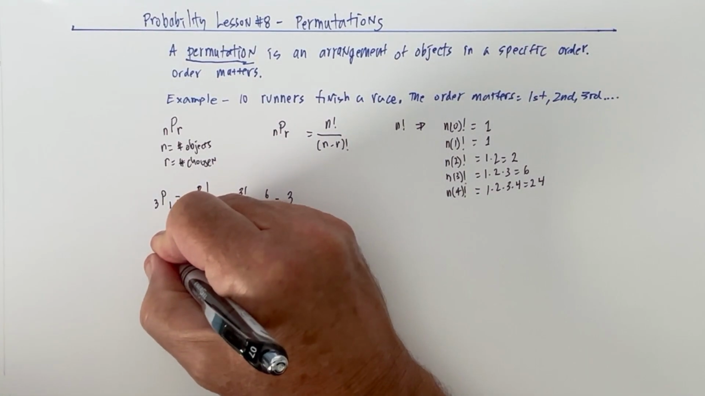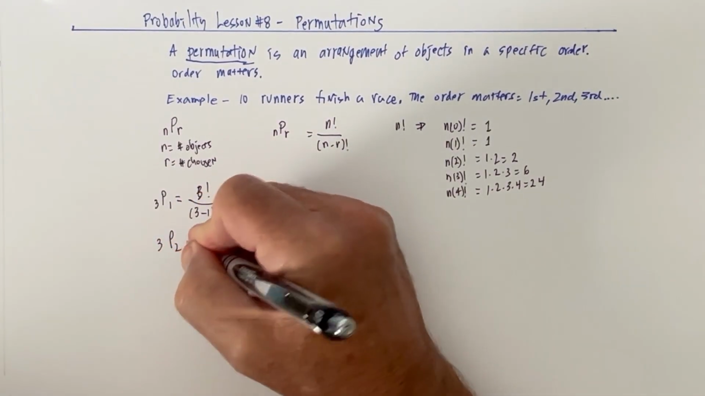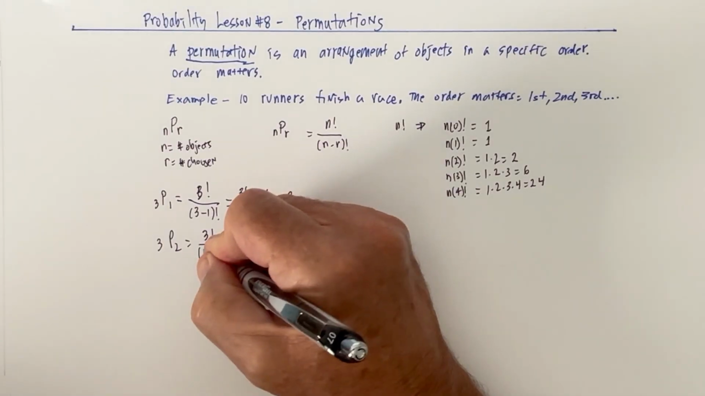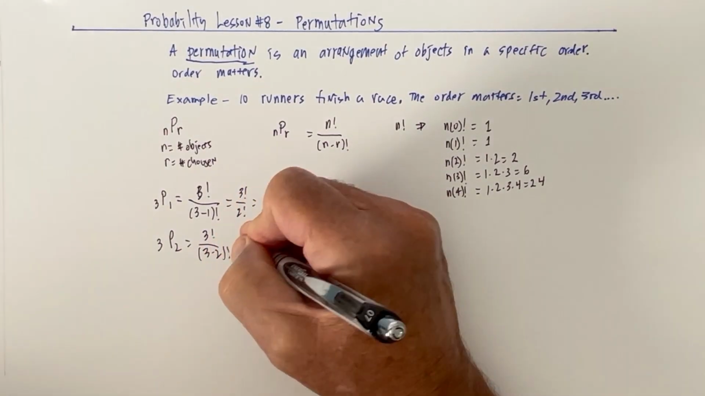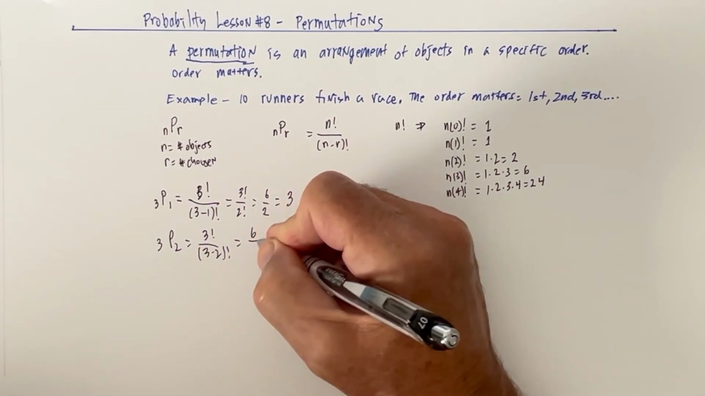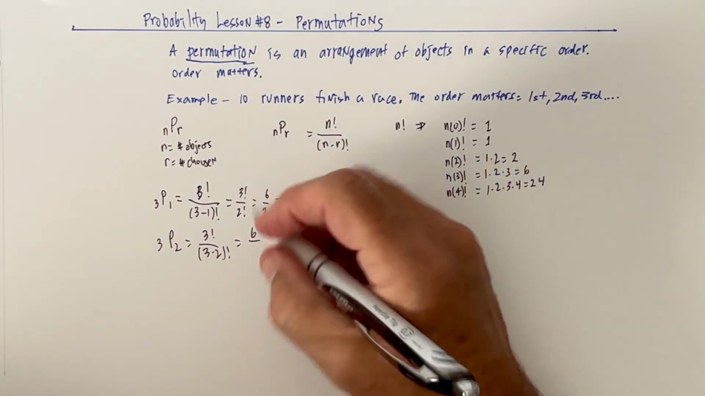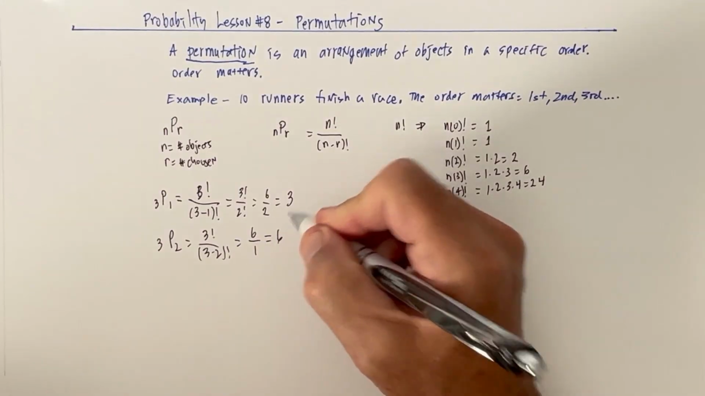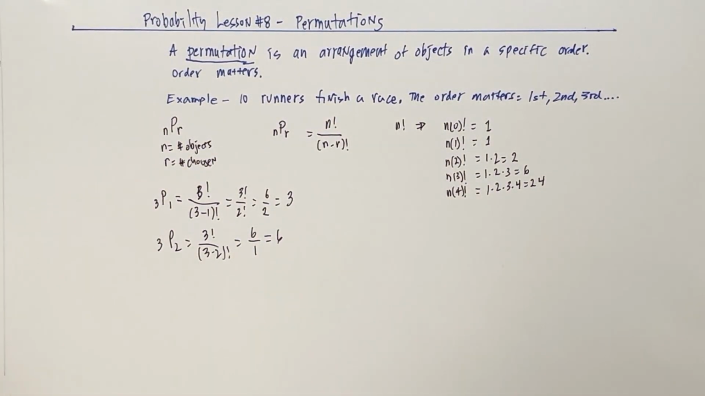Now let's take 3 objects, 2 at a time. So that's 3 factorial over 3 minus 2 factorial. 6 divided by, 3 minus 2 is 1, 1 factorial is 1, so that's equal to 6. So now we're taking 3 objects, and we're choosing them 2 at a time.